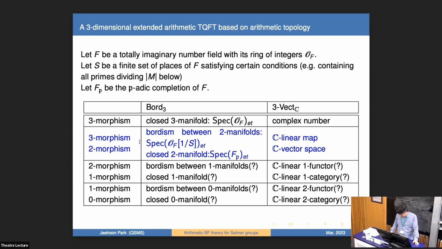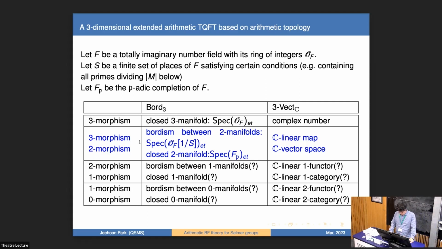So that's the thing. Then what you have to do, you have to associate a vector space to Spec F_p, and then you have to associate a C-linear map between these vector spaces attached to Spec O_F[1/S]. Of course, depending on the theory, many kinds of theory can exist.